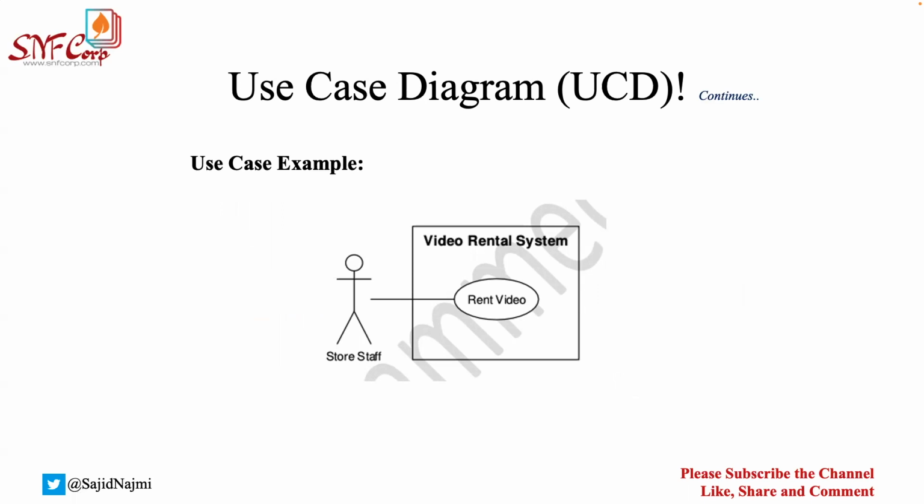Now this was happening way back in the 80s. Nowadays we don't have this thing. Everything is available free of cost here and there. But anyways, this actor is a store staff, and this store staff will be reserving some videos for someone. So this is the system boundary that says video rental system, and this store staff is renting a video, rent a video. It's a simple use case. This is how you can draw things here.